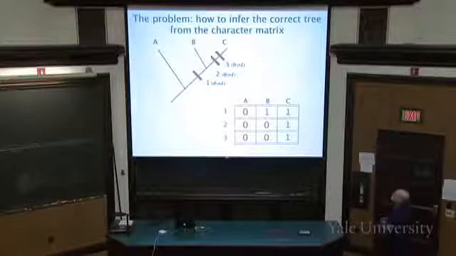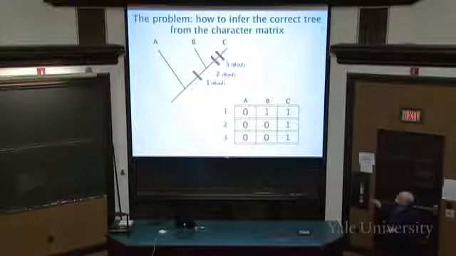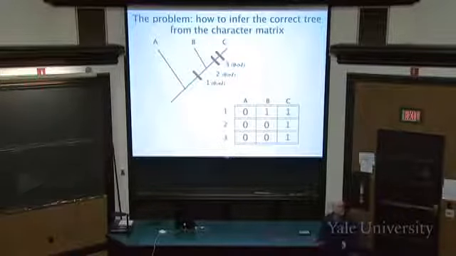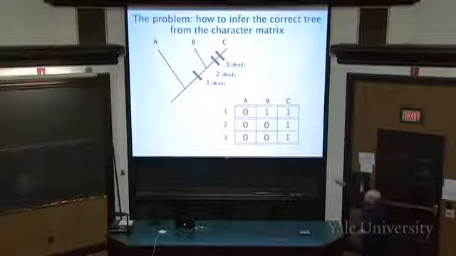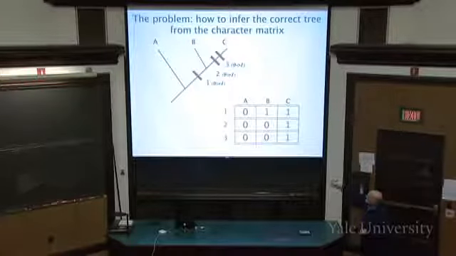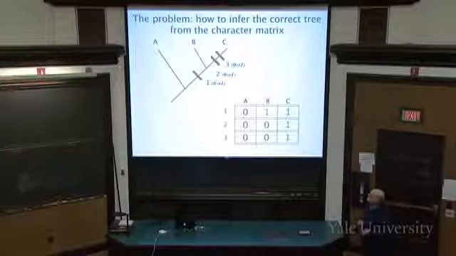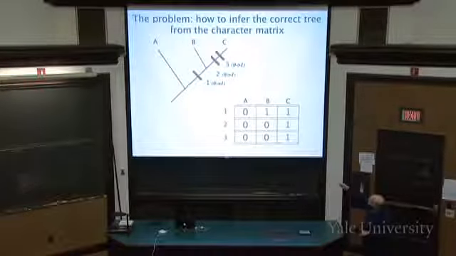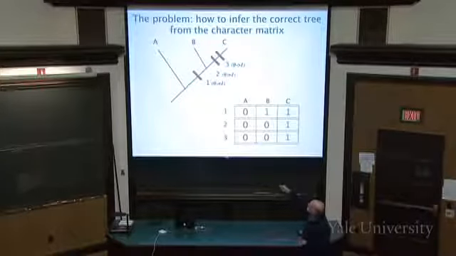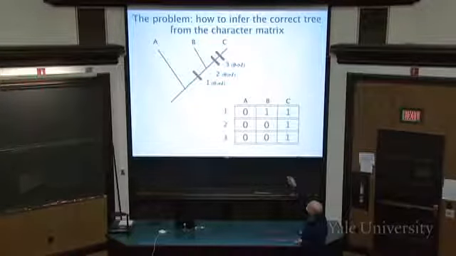Now, how do you actually infer a tree from a character matrix? So here we're just trying to figure out if things are related or not. We don't have a tree yet, okay? And we have 3 species and we have 3 characters. And in this case, ancestral is going to be 0 and 1 is going to be derived. Well, this particular character matrix is consistent with drawing a tree this way and then marking down the transitions here.